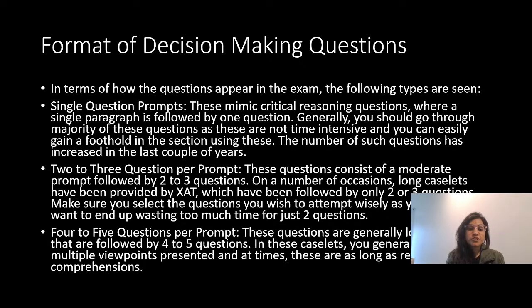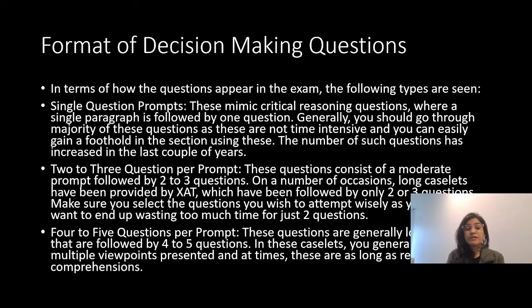Similarly, when you have 2 or 3 questions per prompt, these questions consist of a moderate prompt followed by 2 or 3 questions. On a number of occasions, long caselets have been provided by XAT which have been followed by only 2 or 3 questions. So make sure you select the questions you wish to attempt wisely, as you do not want to end up wasting too much time on just 2 questions, right? So it's good to read that paragraph quickly and carefully, and then solve the questions rather than thinking, okay, we'll be solving it in a while. You should always read the paragraph and quickly solve the question, or the questions related to it.